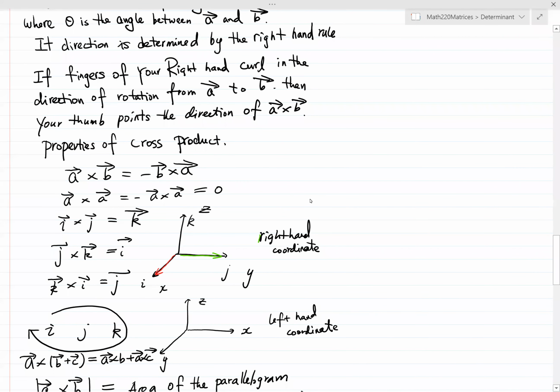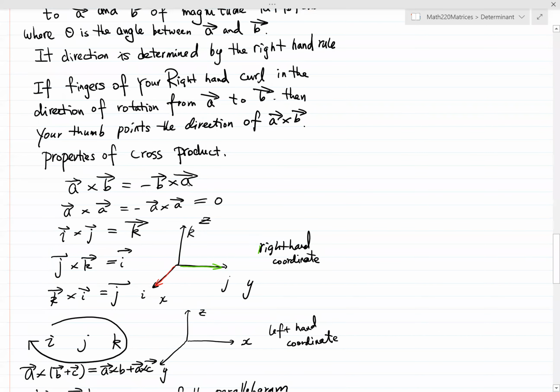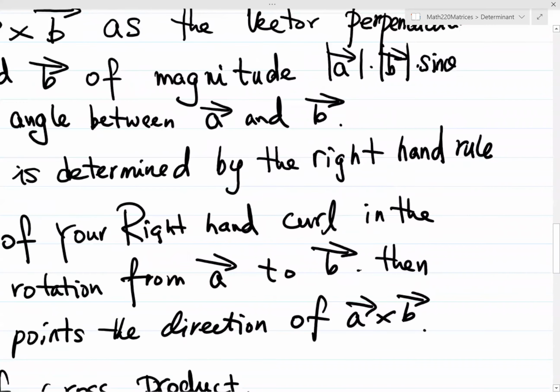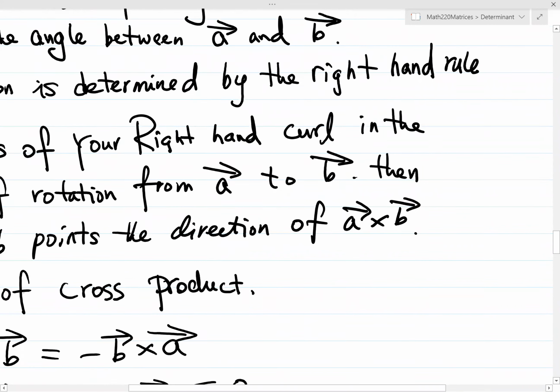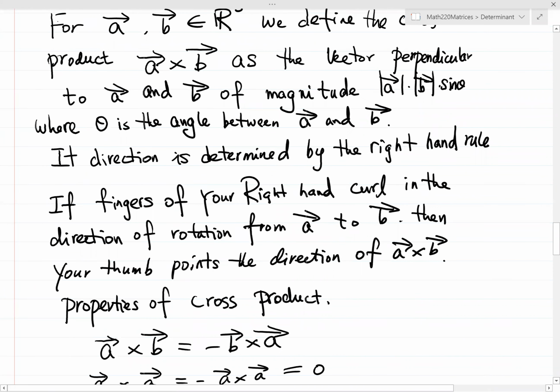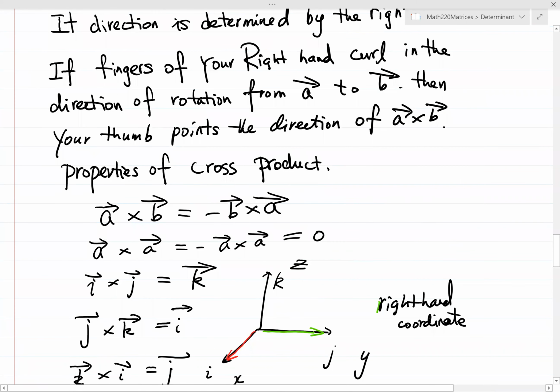Recall that the cross product of two vectors is a vector. Its magnitude is norm A, norm B, sine theta, where theta is the angle between the two vectors. The direction of this vector is determined by the right-hand rule. Now, this is only defined in R3.